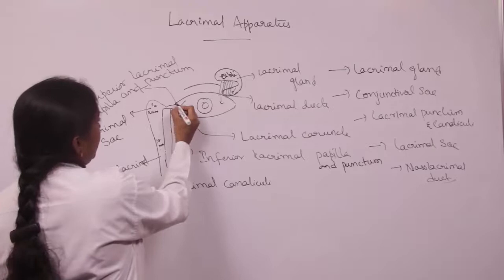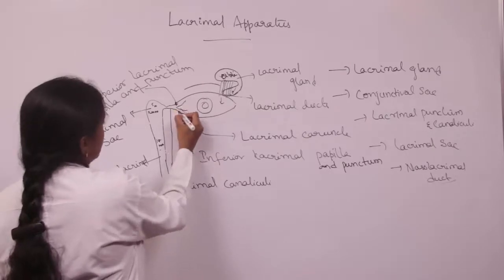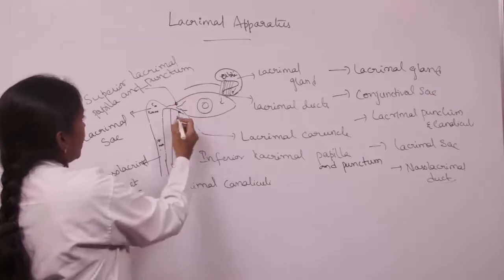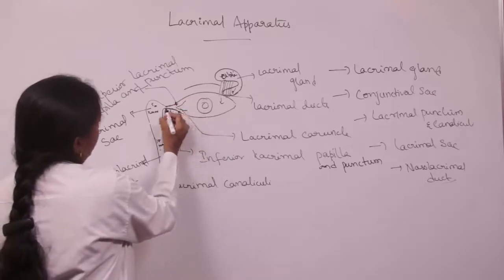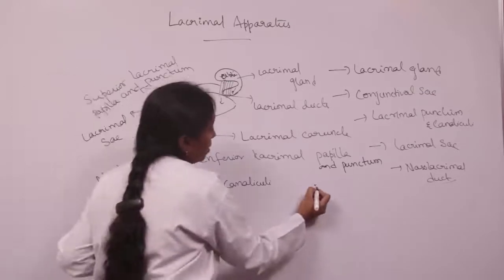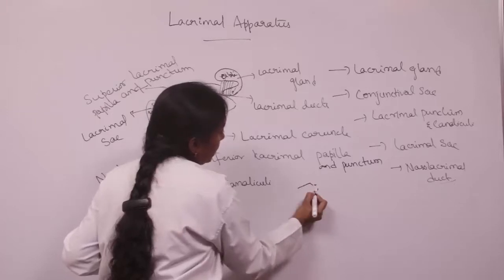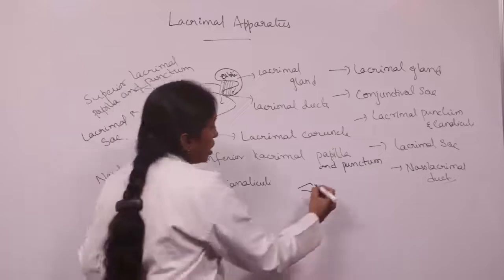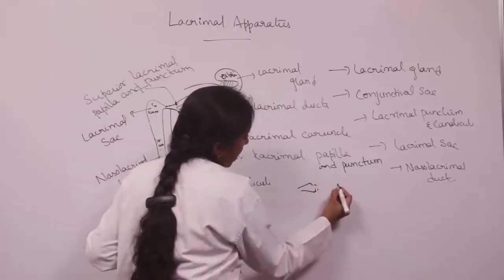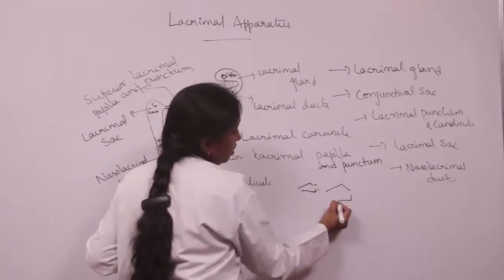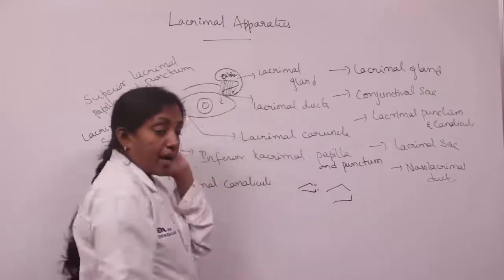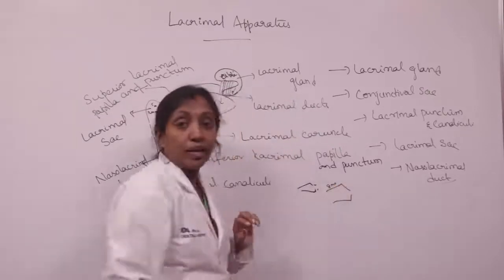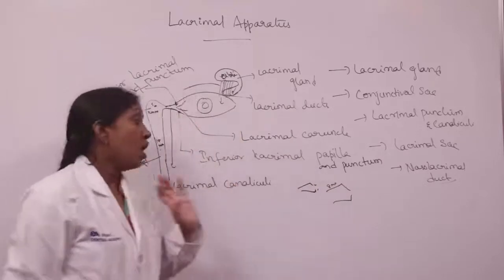punctum. This is the lacrimal punctum, and this part we call the lacrimal canaliculi. From the lacrimal punctum, the lacrimal canaliculi arise. The lacrimal canaliculi are about 10 mm long. Out of this, 2 mm is the vertical part and the remaining 8 mm is the horizontal part.